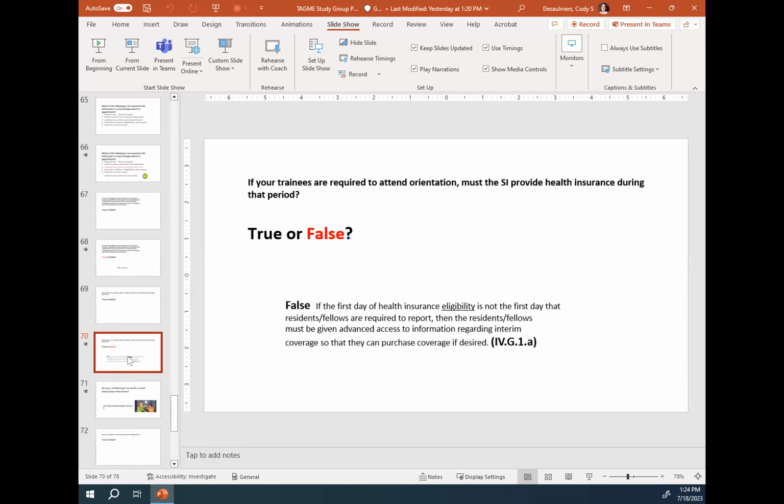False. If the first day of health insurance eligibility is not the first day that they are required to report, then it must be given advanced access to information regarding interim coverage, where they can purchase coverage if desired.